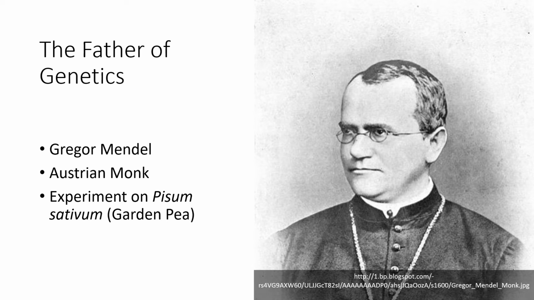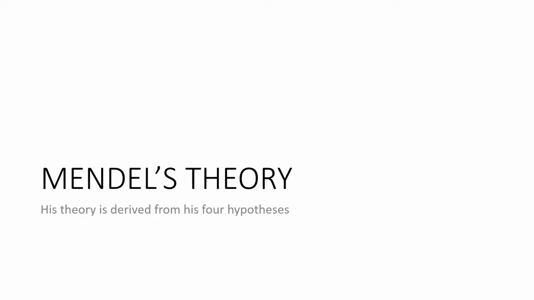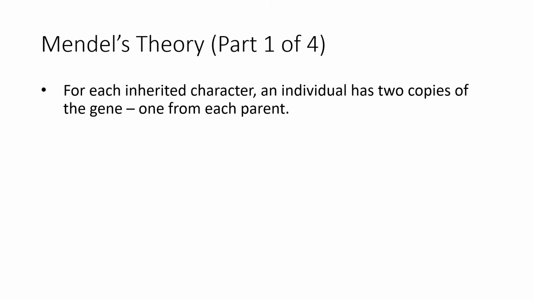So who is the father of genetics? Gregor Mendel was an Austrian monk and he experimented on garden peas. That's what he looks like, or looked like, I guess. So what he did with his pea experiment, we're going to talk about his theory and the 4 different hypotheses related to it. Number 1, for each character or characteristic, an individual has 2 copies of the gene, one from each parent.